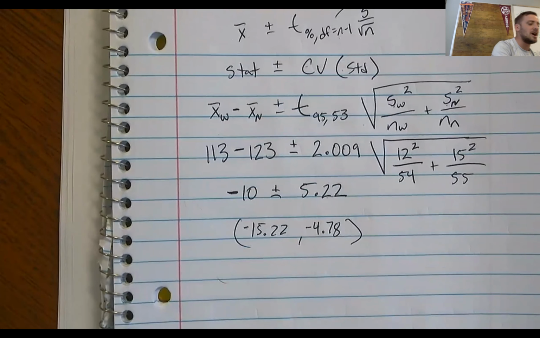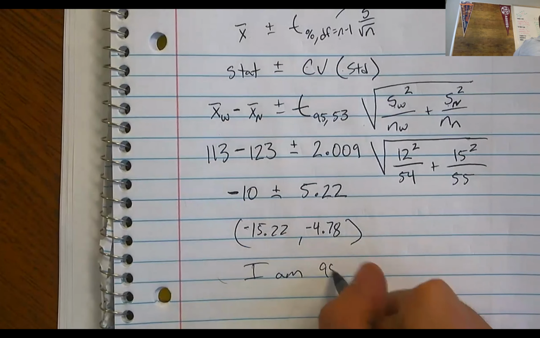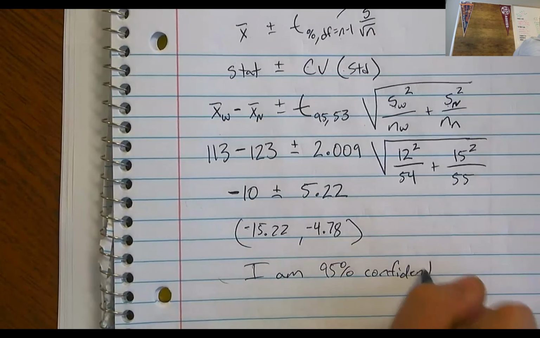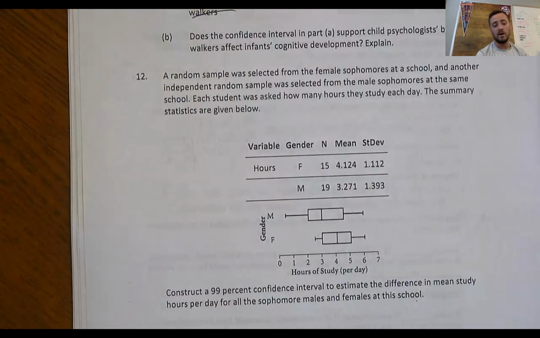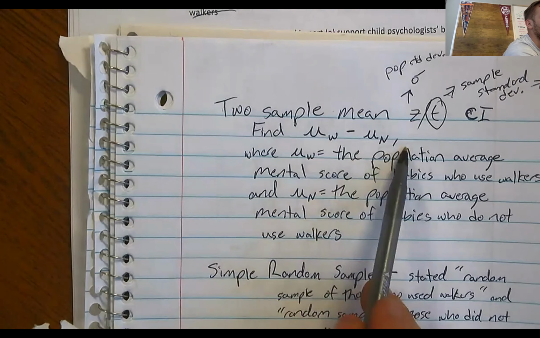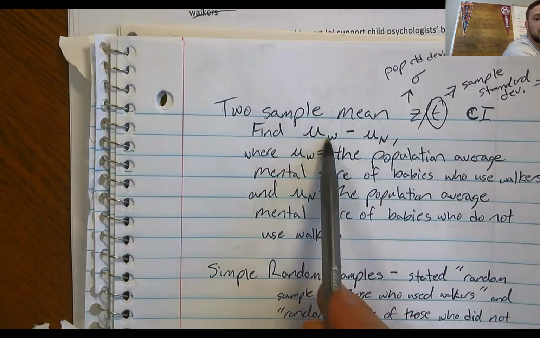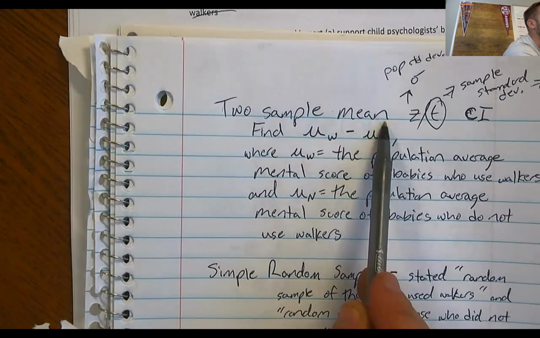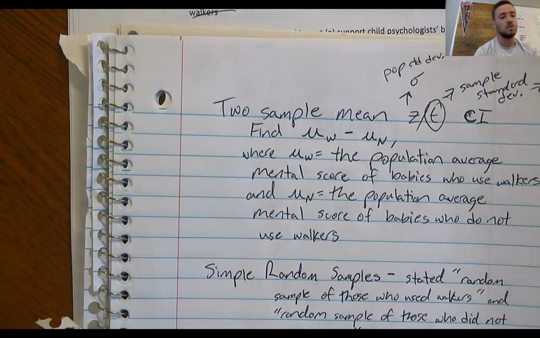And now to close up shop, we always start out with our cookie cutter sentence. I am 95% confident. And what is it that you just found? Well, you can always go back to step number 1 and put this into words. This is what we just found: the average for the entire population of walker babies, the average for the entire population of non-walker babies, and we are finding the difference. So we just need to put that into words.